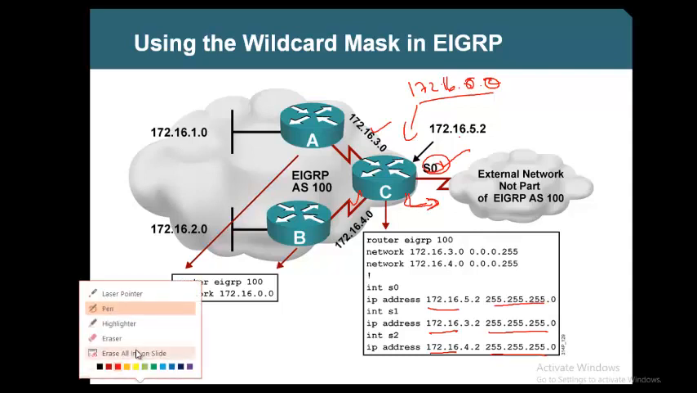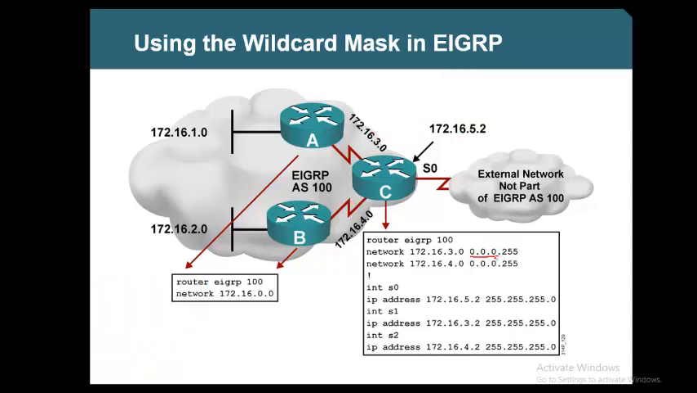Whereas in EIGRP, you have an option of writing a wildcard mask to say how many bits must match in order to run EIGRP on the interface which has this address. So this is matching, only these two will be running EIGRP. There is no EIGRP here because there is no match in the third octet with number 5. That is what the user wants.